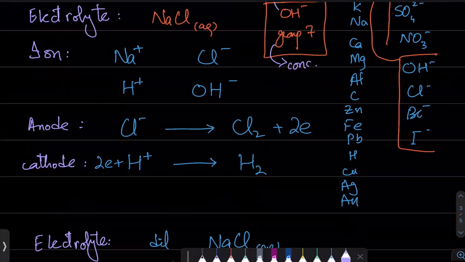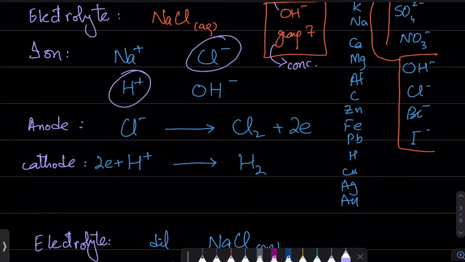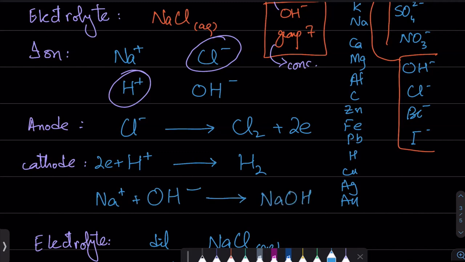This was discharge. This was discharge. So piche kya bacha hai? Sodium and hydroxide. So sodium will react with hydroxide and it will make sodium hydroxide. So we will get a very useful product here as well. Sodium hydroxide, ek bahut useful product hai. Industry mein top 5 chemicals mein se ek hai.